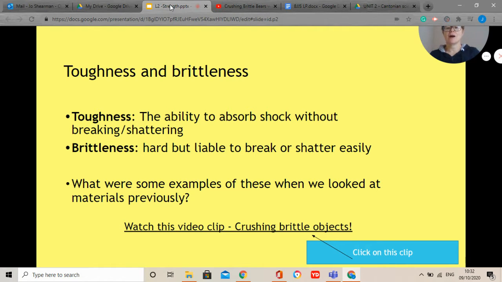Okay, so what you were watching there was a hydraulic press, which is a machine that uses hydraulic systems to apply really, really strong forces to objects. And as you can see, that was particularly brittle.